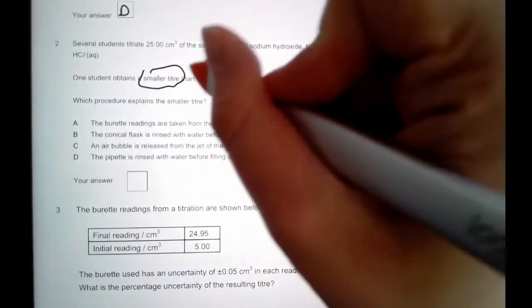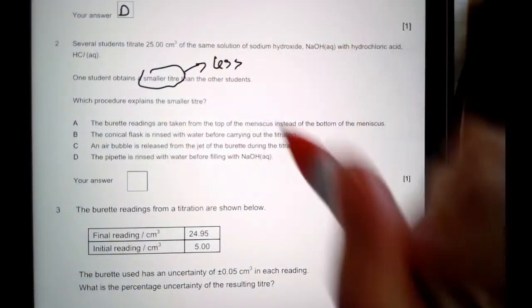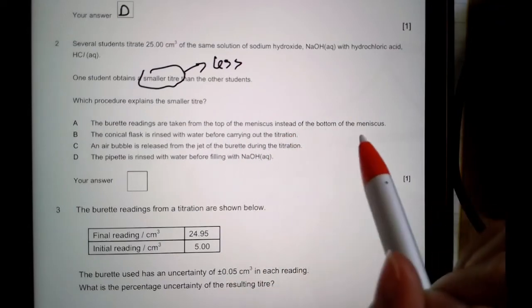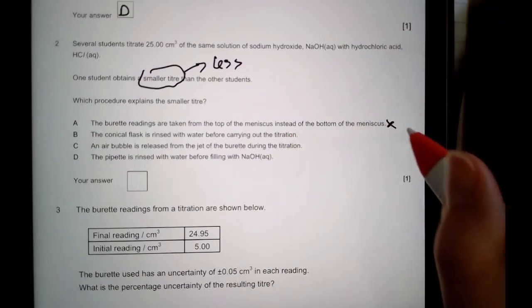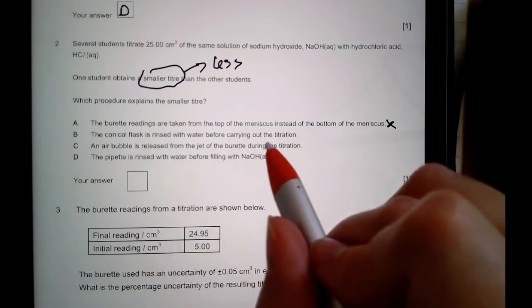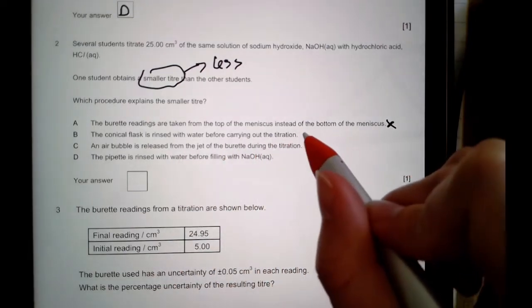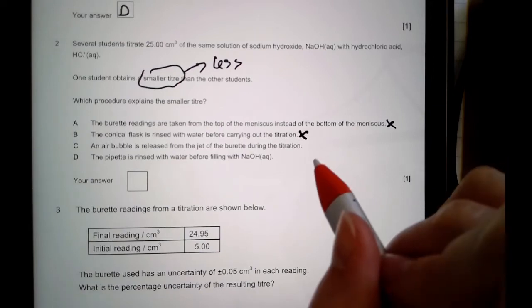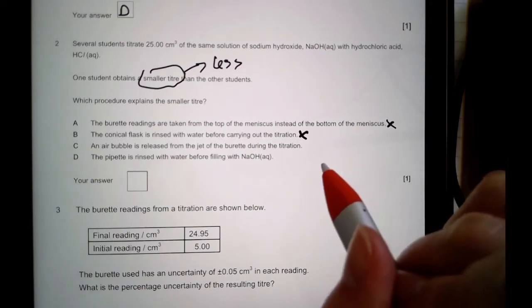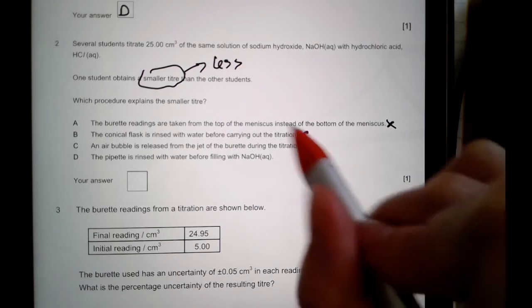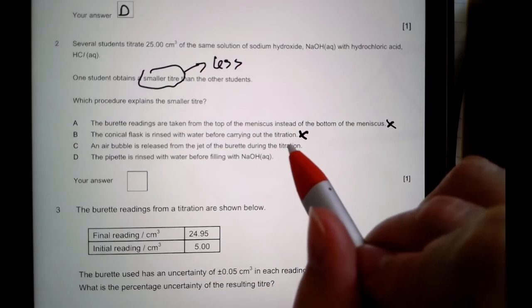So here in this one, it's saying smaller titer, so you're adding less from the burette than you would expect. The first thing here, they're taking the readings from the top. Again, I said those mistakes, if you're doing it consistently, effectively cancel out. Conical flask is rinsed with water. I know, again, that seems like it might be the right answer, but as long as you use your pipette correctly and you've used your volumetric flask correctly and you transfer the correct number of moles to that conical flask, it doesn't matter if there's already water in there.